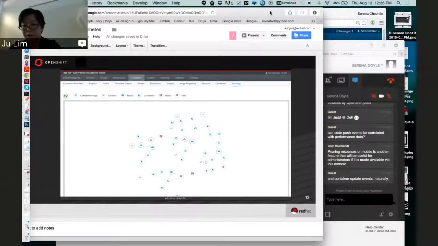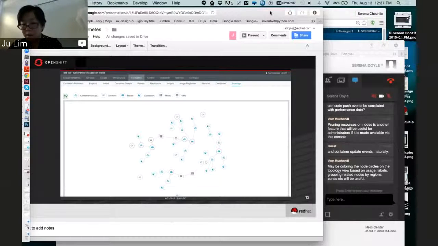Now from Veer Machandi, the comment was, pruning resources on nodes is another feature that will be useful for administrators if it's made available via this console. And we absolutely agree with you, and I believe that's part of the active management piece of lifecycle management of a containerized environment. Today, we don't yet have those use cases addressed, but it's something being planned.